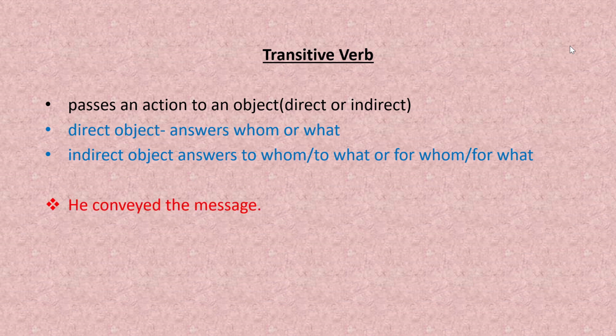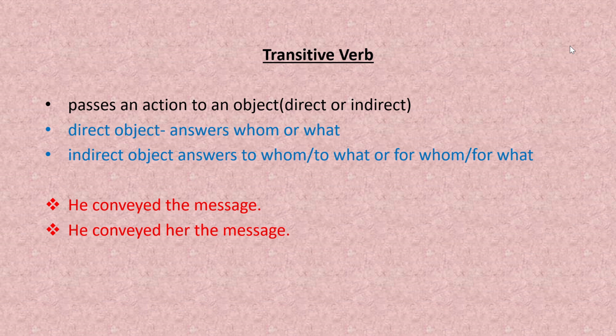For example, he conveyed the message. In this sentence, the message is the object. It is a noun. He conveyed what? The message. So the message here is a direct object. He conveyed her the message. Can you see there is a slight change in the sentence? In the sentence he conveyed the message, he is the subject, conveyed is the verb, and the message is the object. What is her here? He conveyed the message to whom? To her. So her is an indirect object here.